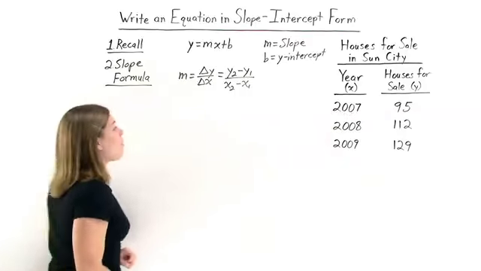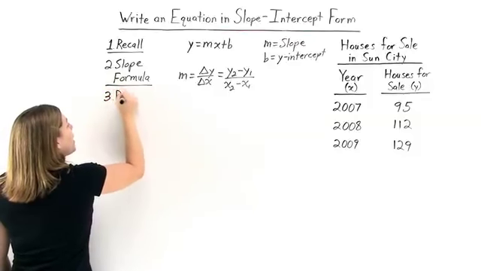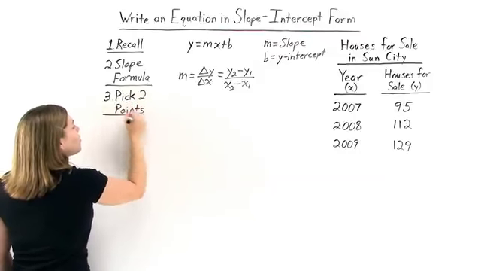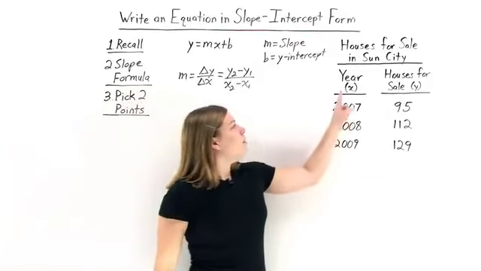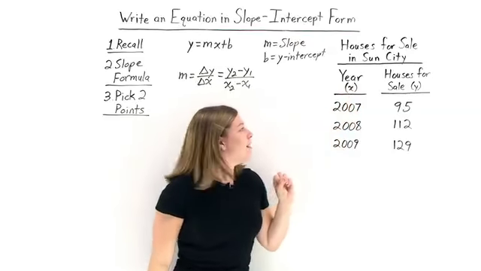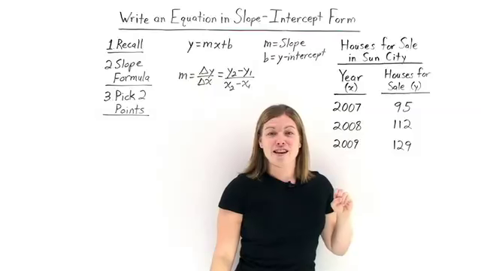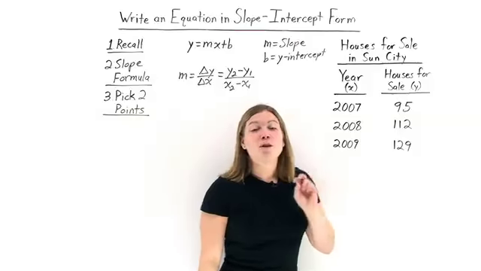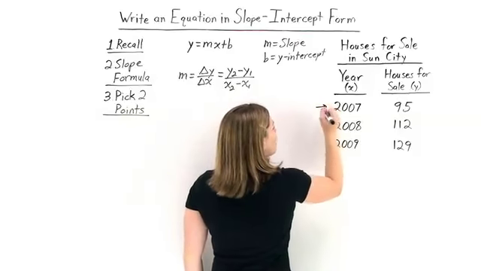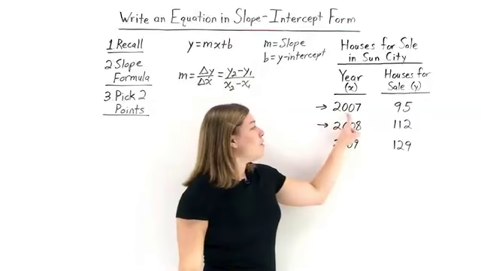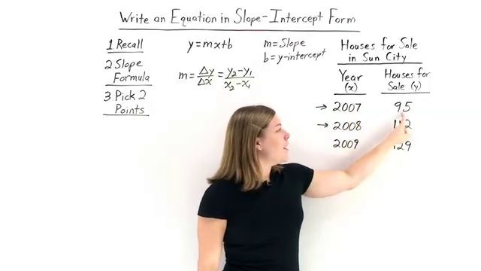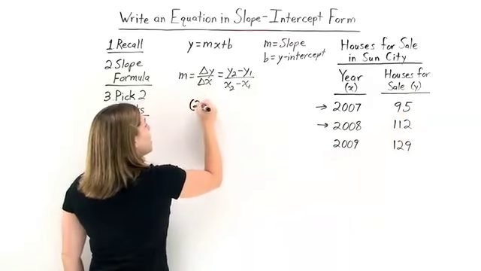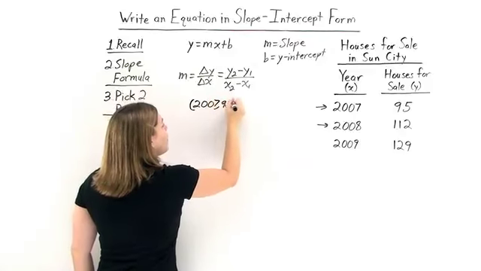Now, because we know that we're working with a linear function, we can pick any 2 points from our table to be the points that we're going to use to find our slope. In our table, the year is representing x, and the number of houses for sale is representing y. So here we have x values, and here we have y values. So to pick these 2 points, let's pick our first 2 entries. If we pick 2007 to be x, we must pick its respective y value, 95. So here, we will have our first point be 2007, 95.